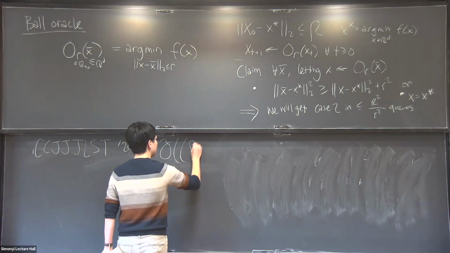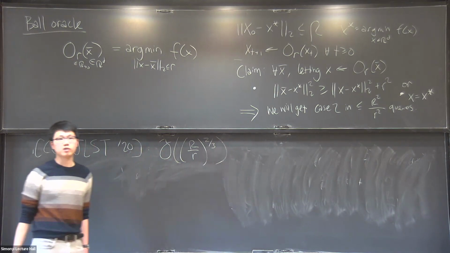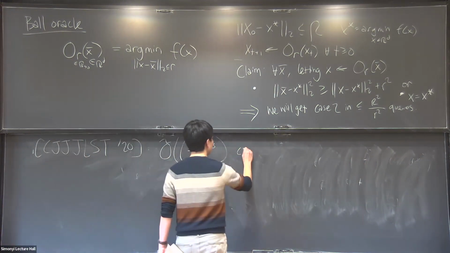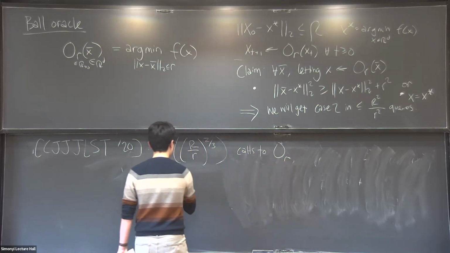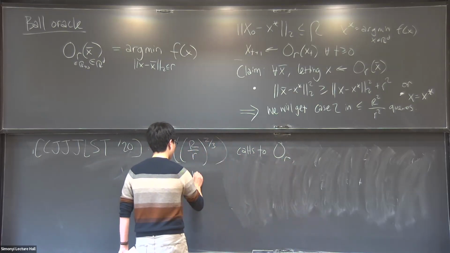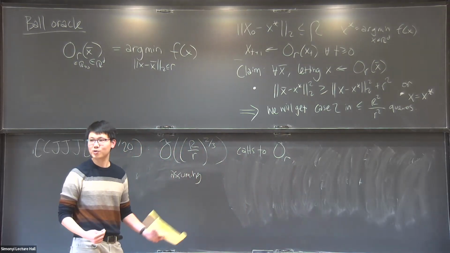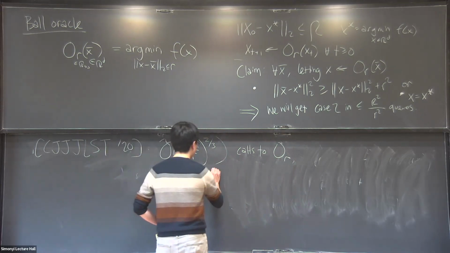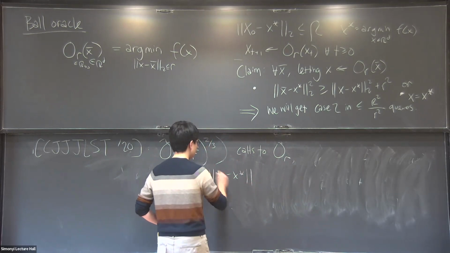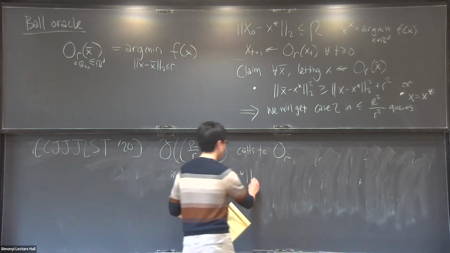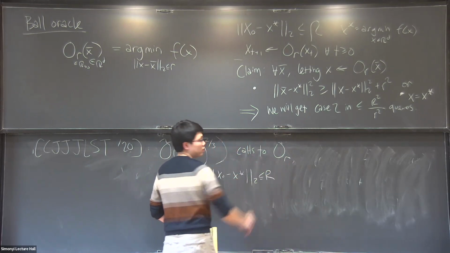You can get a highly accurate minimizer in capital R over little r to the 2/3 calls to this oracle, where capital R is the distance from the original point to the minimizer, and little r is the parameter in the ball oracle.